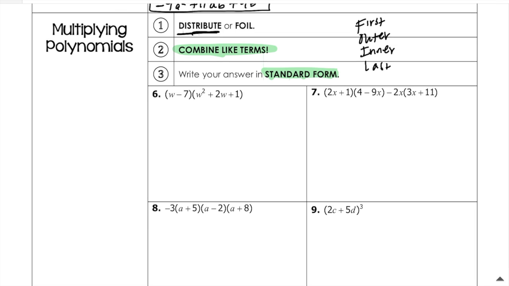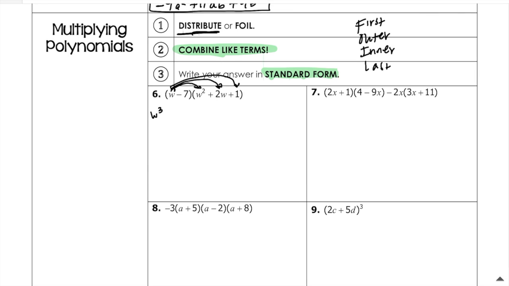So let's get started. I'm going to look at number 6. As said before, I'm going to distribute. So I'm going to take this first w and I'm going to distribute it to everybody that I see here. So I have w times w squared. That will give me w to the third. And as covered in that first video, we talked about exponent rules. When we are multiplying, we are really adding exponents. So this is really w to the first. So 1 plus 2 gives me 3.